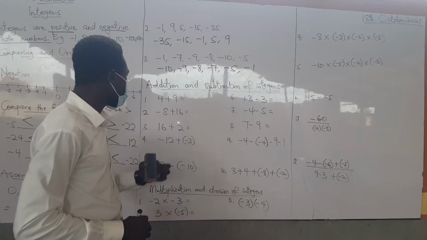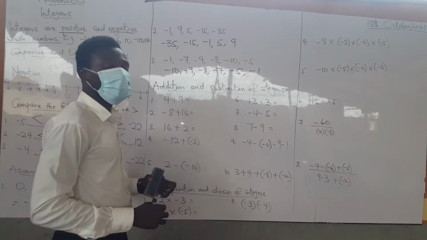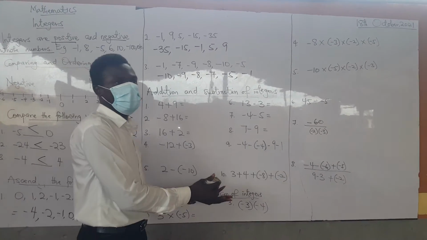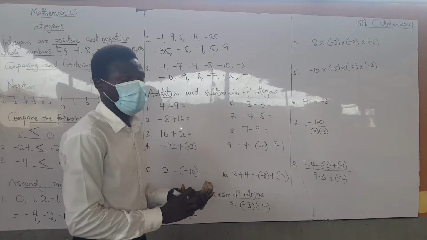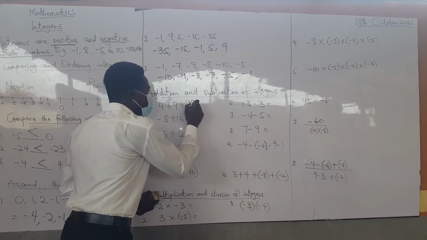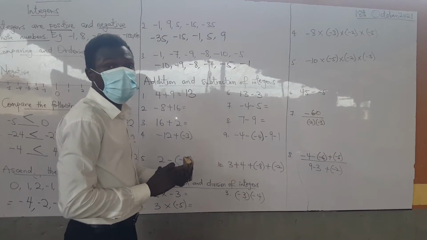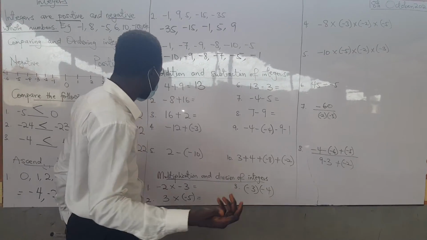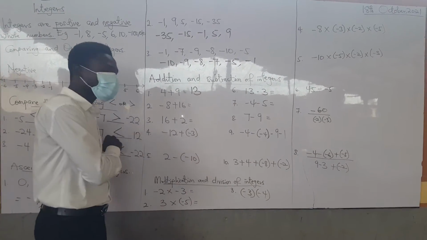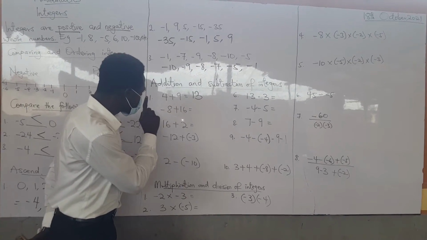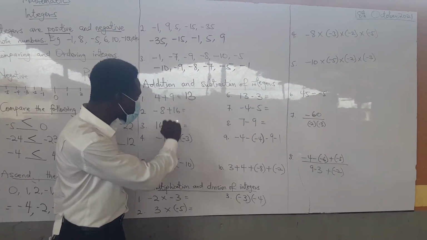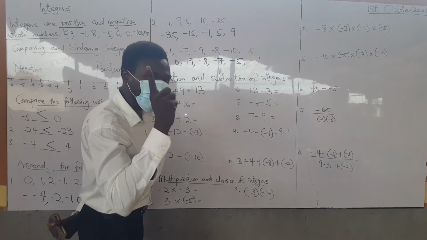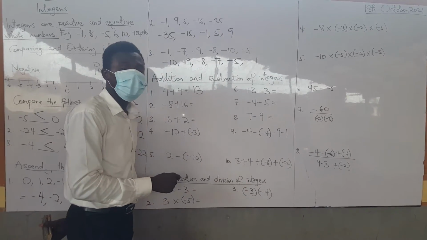So the first one, 4 plus 9. Both integers are positive. So I have 4, I'm to add 9 to it. What am I going to get? I'm going to get 13. So is it 9, 10, 11, 12, 13? You can put them together in that way. Number 2, you have negative 8 plus 16. Now we are adding, but one of the integers is negative. So what do I do?